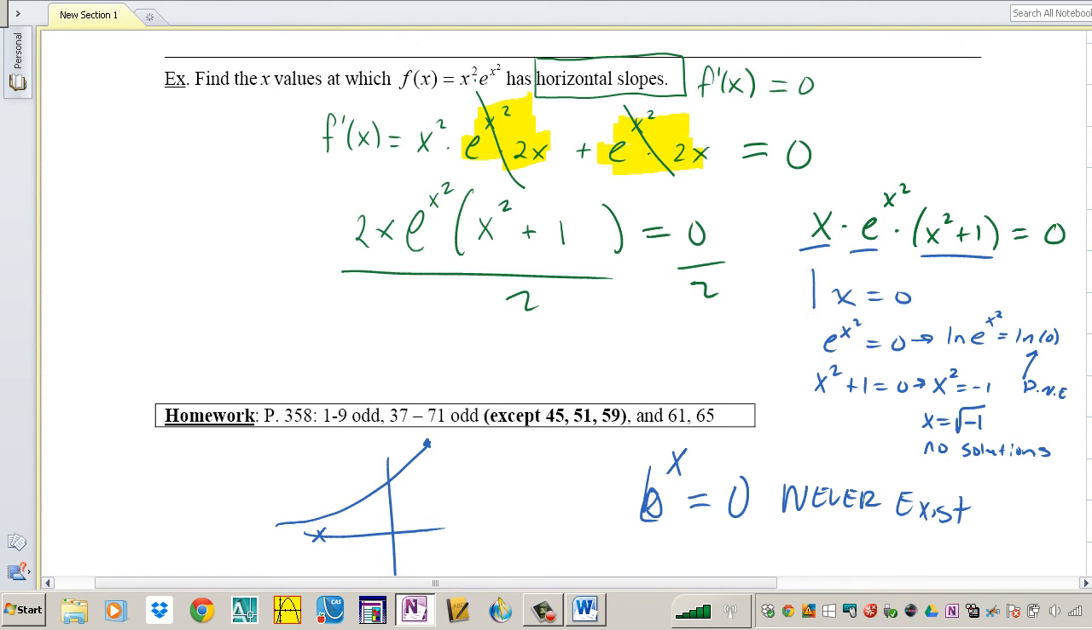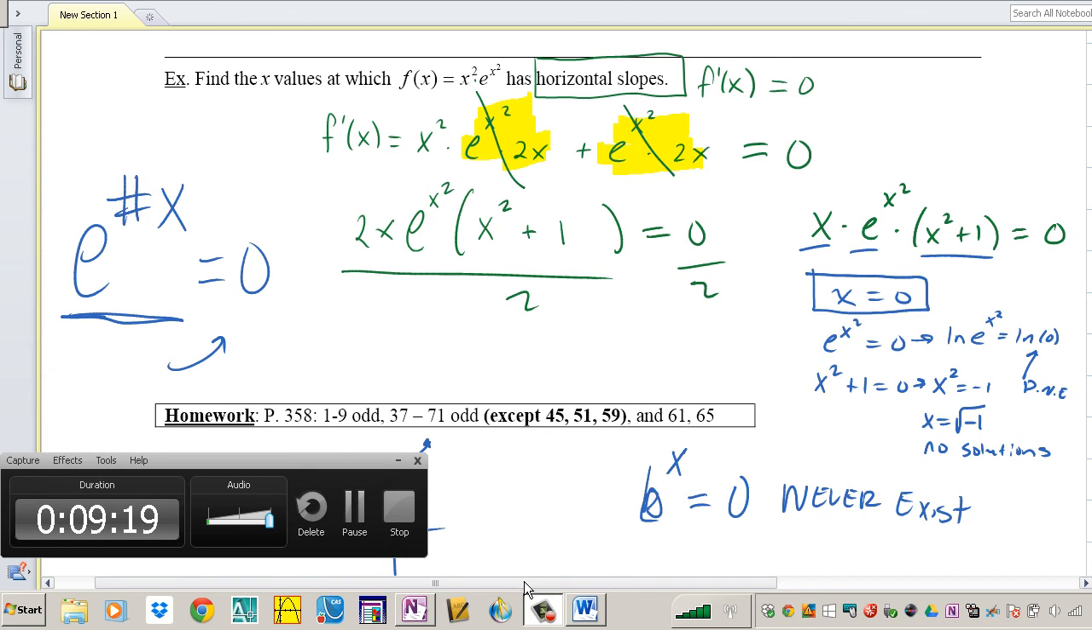Your only solution is x equals 0. Anytime you have an exponential with some variable x equals 0, your answer will automatically be does not exist. There's no such x that will make this equal to 0. It'll make it approach 0, very, very close, but not exactly 0.